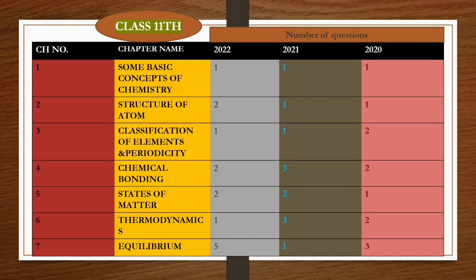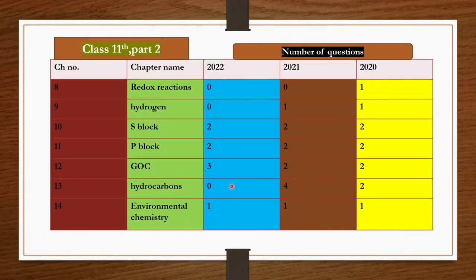Here, you can clearly and carefully see the number of questions of last 3 years according to the chapters in NEET exam. As we can see that, some basic concepts of chemistry maintains only one question in last 3 years. And rest of all, you can see clearly. Let's come to our next slide. See here, only one question of redox reactions has appeared in NEET 2020. This explains that redox reaction is not even such a very important chapter. So, you can superficially read it.